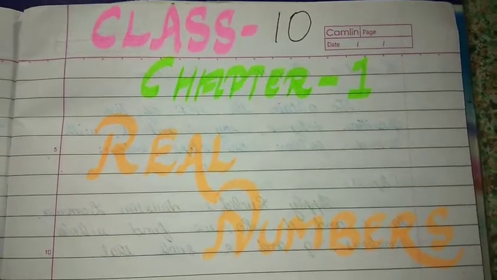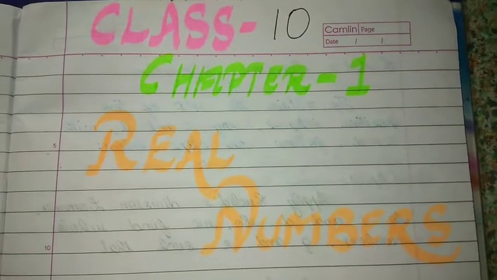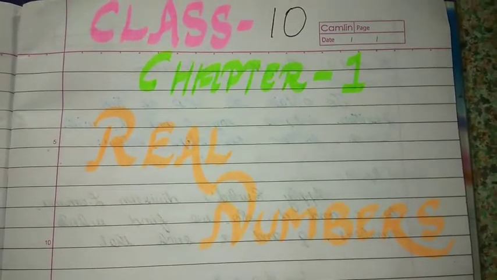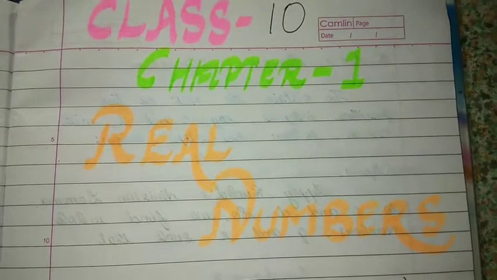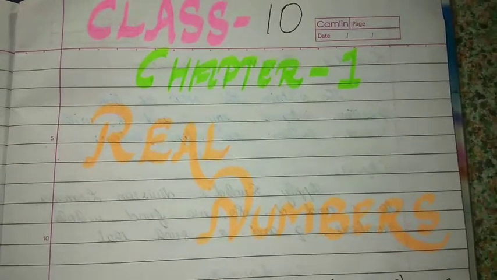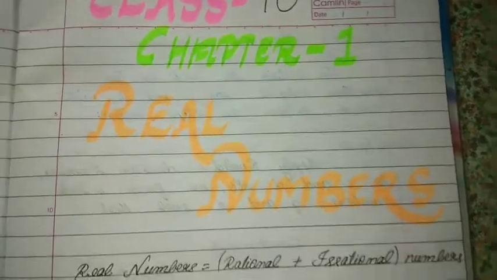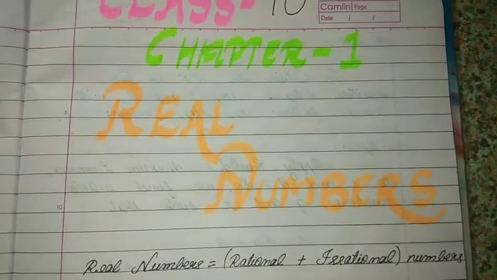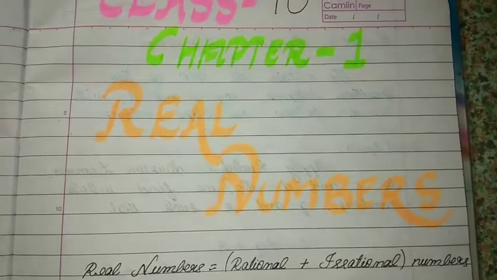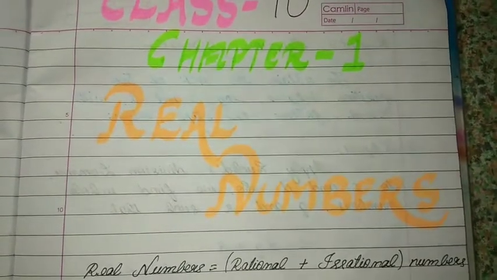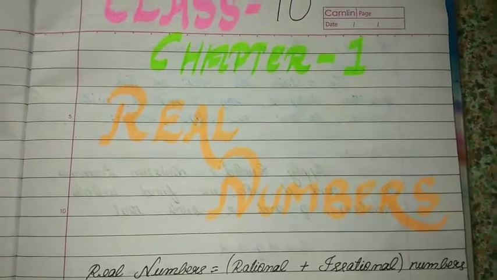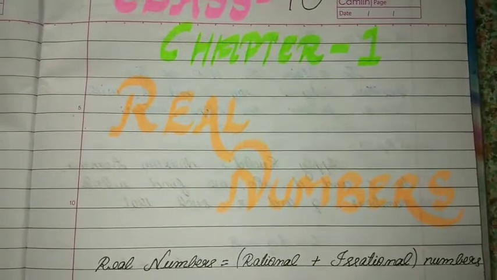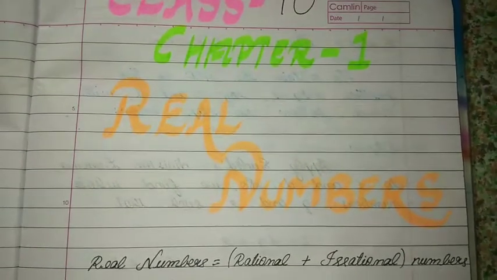In today's video, we'll see class 10 maths, Chapter 1, real numbers. Generally, what does real numbers mean? Real numbers are rational numbers and irrational numbers together. That is, rational numbers plus irrational numbers is real numbers. So in this chapter we will be learning about real numbers.